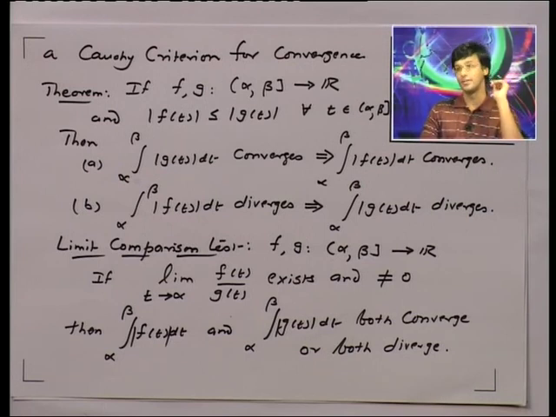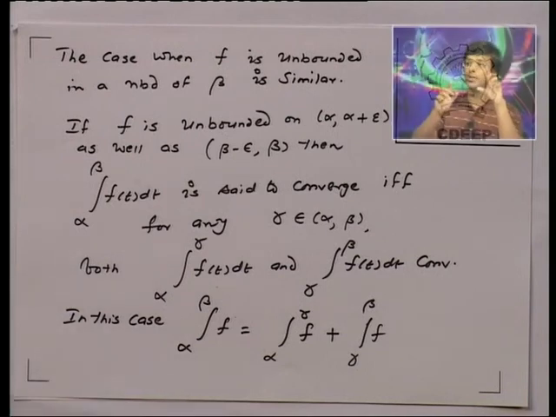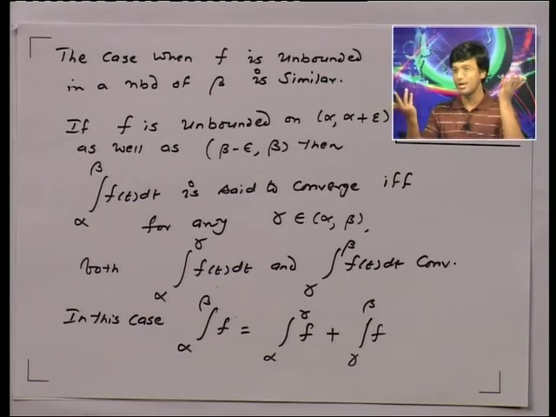Likewise, there is a limit comparison test. This time you are taking two functions f and g and you are taking the limit as t tends to alpha, because alpha is a troublesome point. The interval is finite, but the functions are becoming unbounded. Take the ratio; if the limit exists and is not 0, then the two integrals behave alike. The integral of mod f and the integral of mod g both converge or both diverge. The proof is also the same as the previous one. The case when f is unbounded in the neighborhood of beta is similar. The interval is closed on the left and open on the right. That case is parallel to the previous case, and so that can be completely left for you.